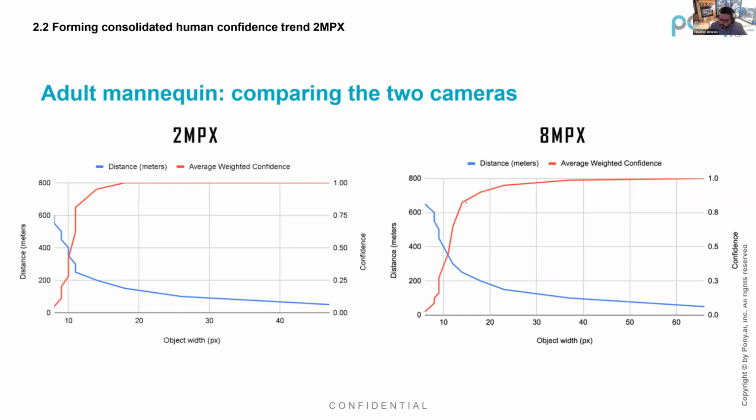So computationally we need more pixels and more transistors in the end to detect an object at the same confidence. So the cost of the system will grow.